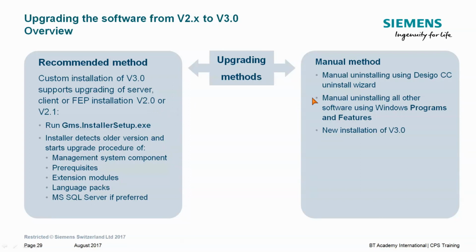The other way is the manual method. This means manually uninstalling Desigo CC with the uninstall wizard, then manually uninstalling all the other software using Windows programs and features, and then a new installation of version 3.0. The benefit here is basically that you could use one of the automated principles, so the semi-automatic or the silent installation. This is possible at this point.